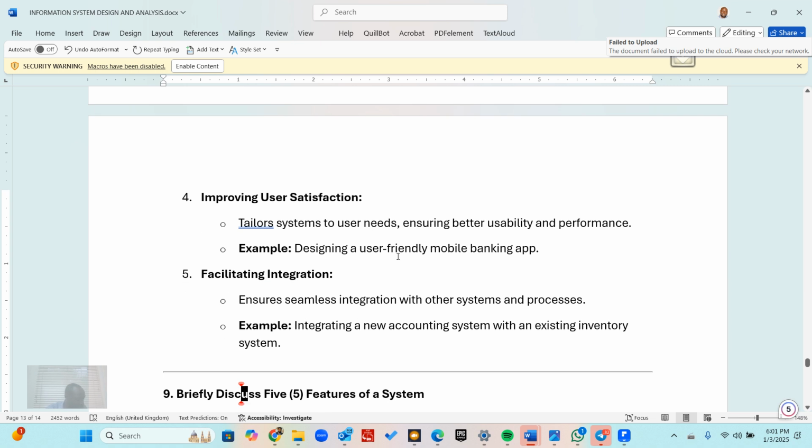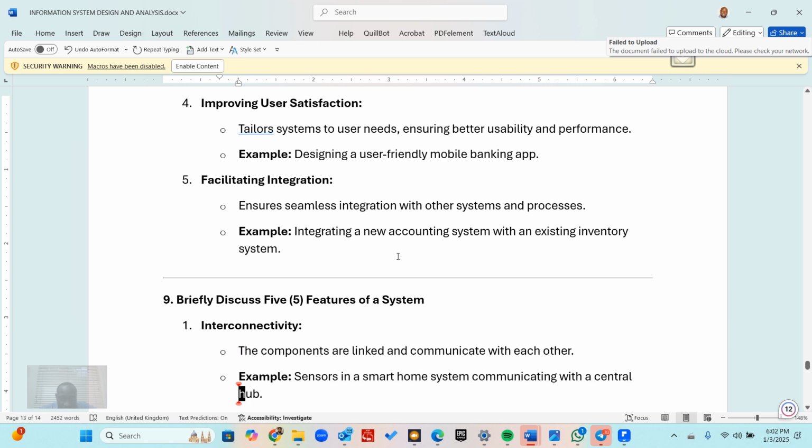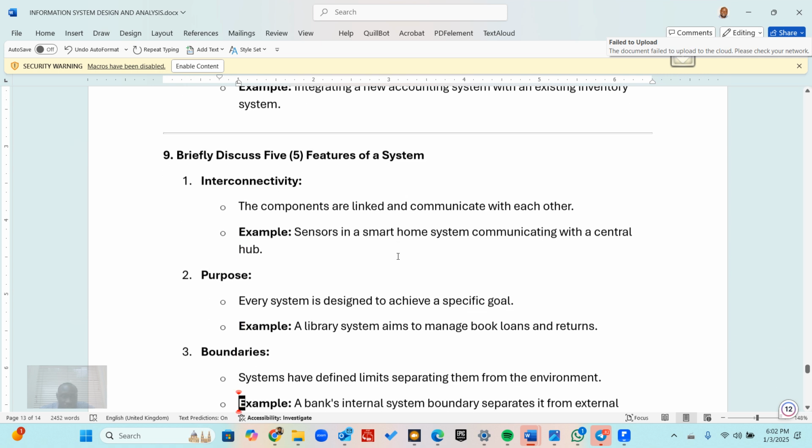And then we will move to improving user satisfaction. Number four, tailoring systems to user needs ensures better usability and performance, improving user satisfaction. Then facilitating integration, ensuring seamless integration with other systems in the company and other processes. For example, integrating an accounting system with an existing inventory system.